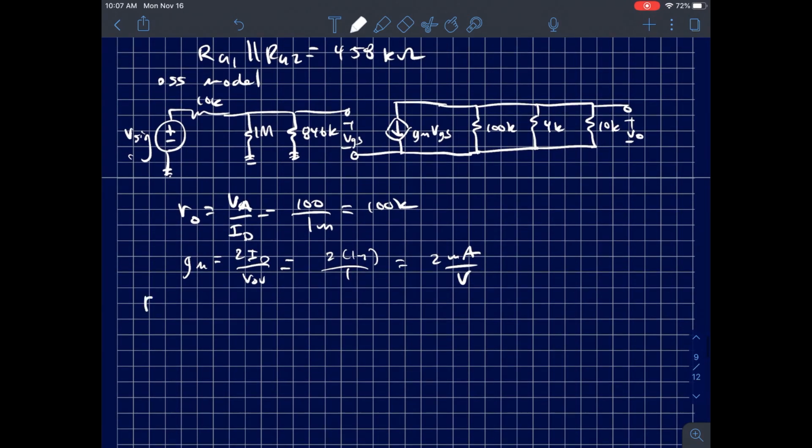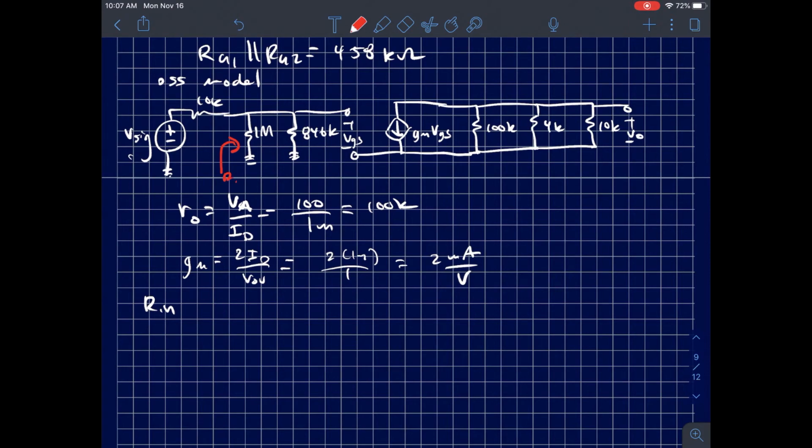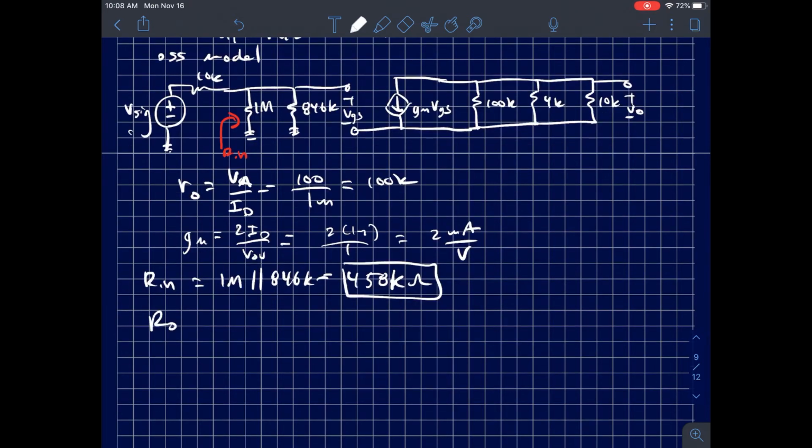I asked you for R input as well as R output. Let's start with R input. R input is seen looking into the input terminals here, and it's 1 meg in parallel with 846k, which I already told you was 458 kilo ohms. R naught is the resistance as I look back through the output terminals with the load resistance removed. So that's equal to 100k in parallel with 4k, which is approximately 4k. It's actually equal to 3.85k ohms.